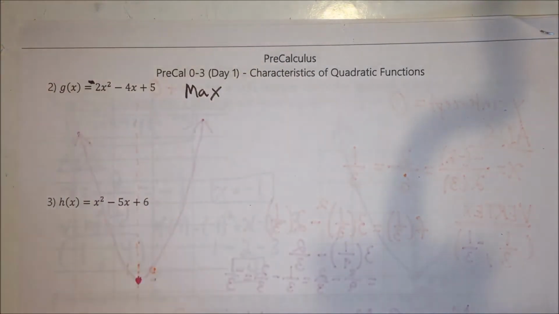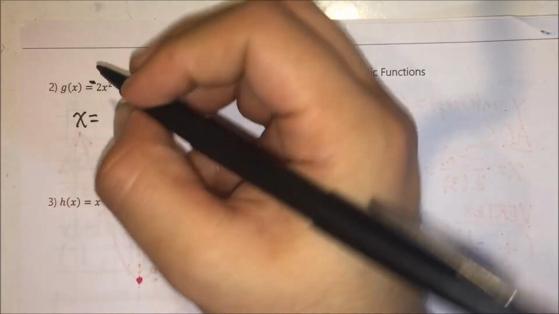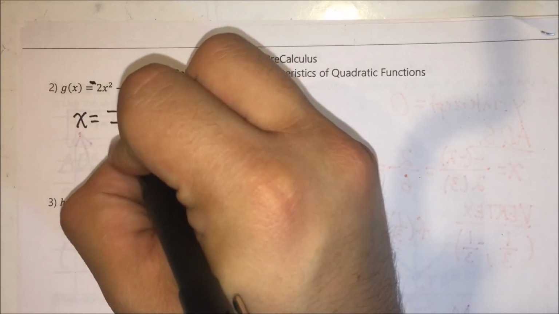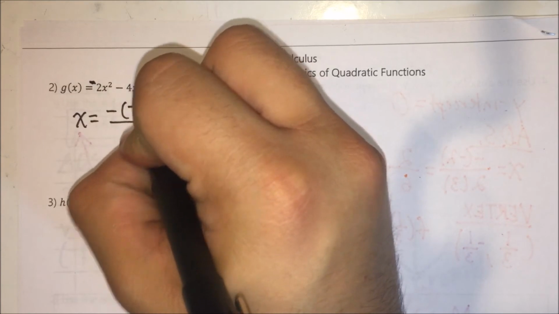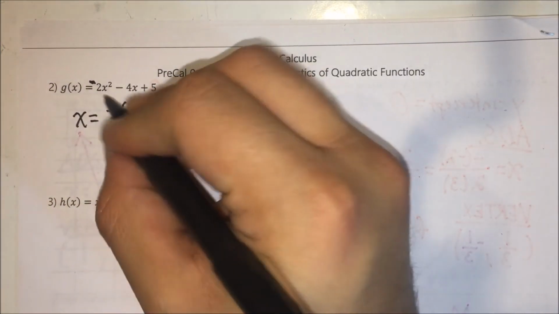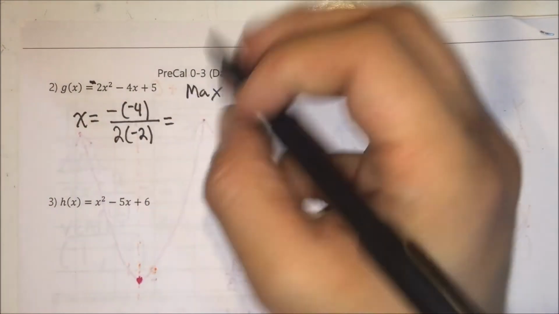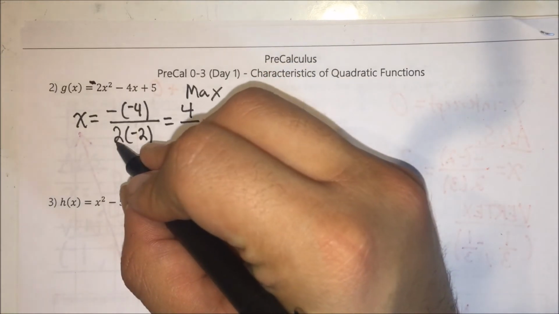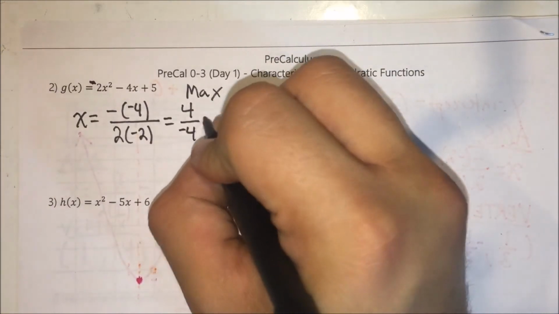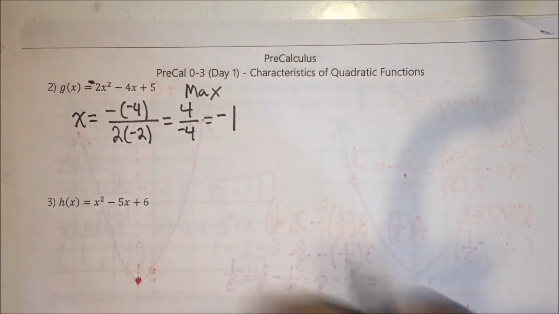Then I just go through the procedure. I find my axis of symmetry. I'm going to say x is equal to negative b, so negative 4. Remember that it is negative there. Over 2 times the number in front of the x squared, negative 2. Negative negative 4 is 4. 2 times negative 2 is negative 4. And 4 divided by negative 4 is going to give us negative 1.